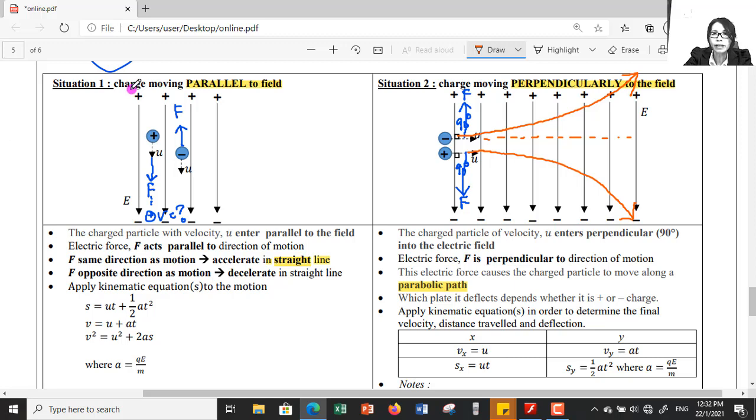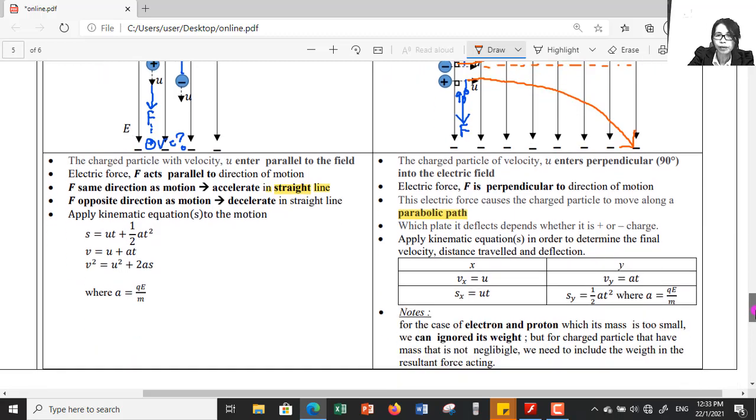So class, since the charge is doing projectile motion, at any point the motion is a combination of horizontal and vertical motion. So kita boleh apply kinematic equations in order to determine the final velocity, the distance travelled and also the deflection. But we have to apply the concept of projectile motion lah, whereby we have to consider the x motion and y motion separately. Okay, so we are still using the kinematic equations.